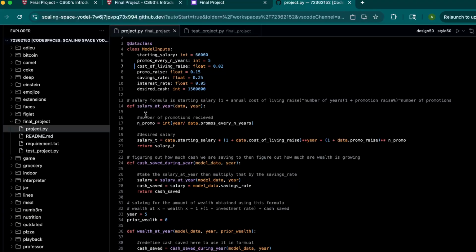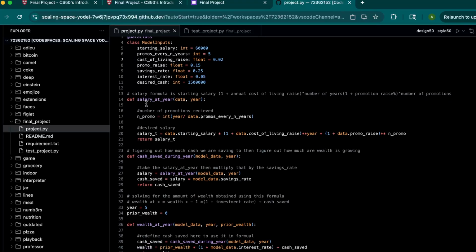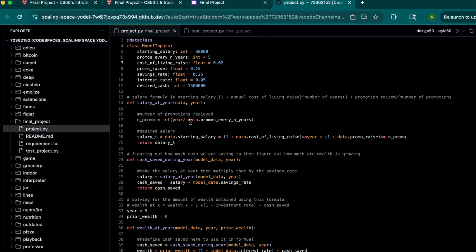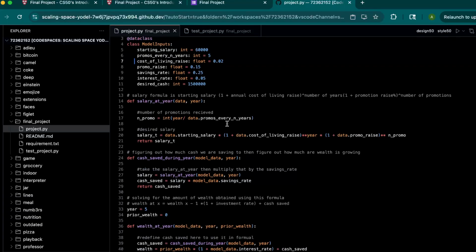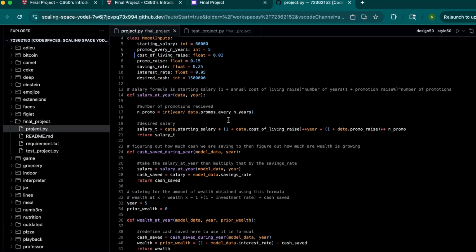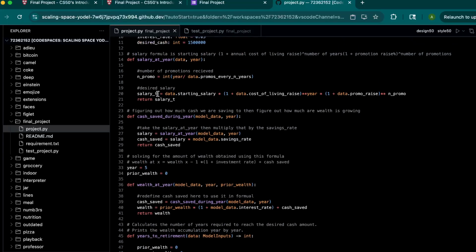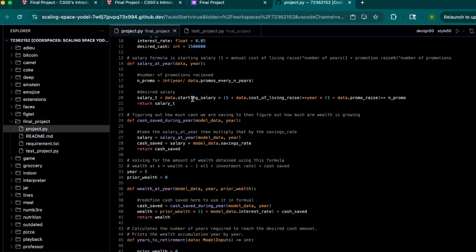So first I have my salary at year, where I use the parameters of data and year, and I find the number of promotions by taking the integer of the year and then dividing it by, from this data set, the promotions every n years. So whatever number we have in this year, we'll end up dividing it by 5, and that shows how often the promotions happen. And then this is going to be our salary t, our desired salary. So whatever salary we want, say if we want a salary 10 years from now, 15 years from now, this is the formula to get it.